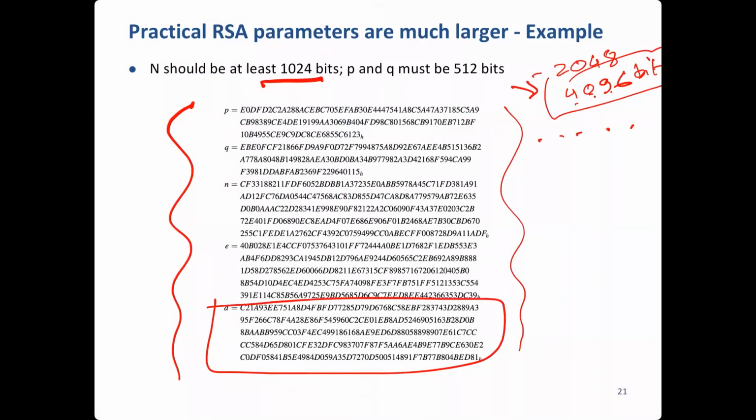I think this should be for 2024 bits. E will look this big. Now these are all hex, right? Hexadecimal numbers. So in fact, each one of these digits corresponds to 4 bits.